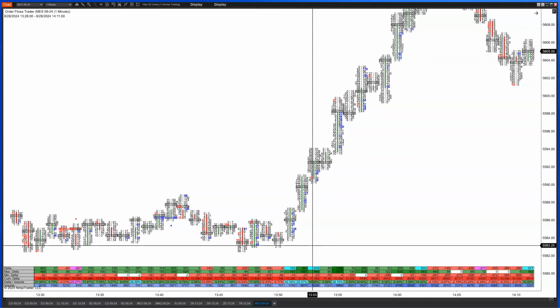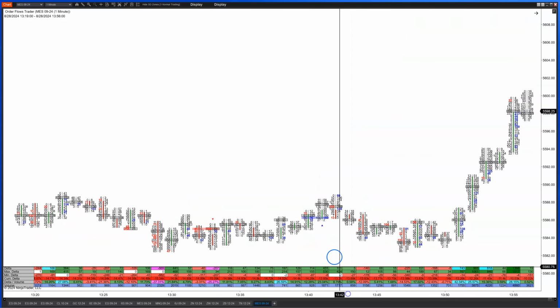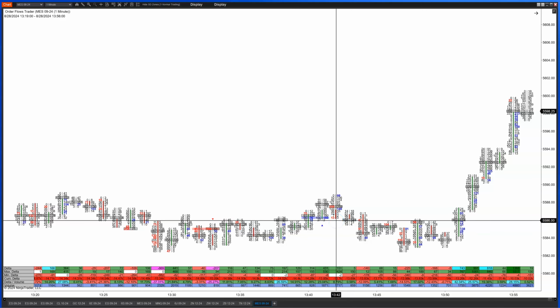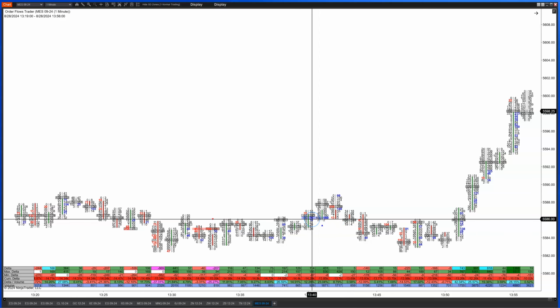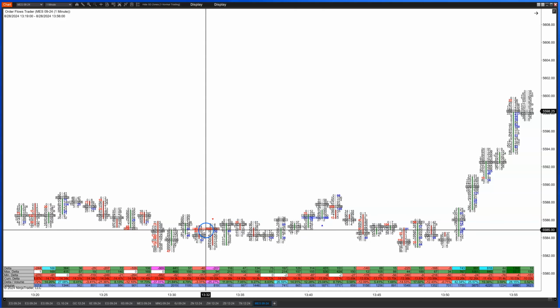Now, an imbalance reload. What that is, it's imbalances that are spread out over 2 bars. Buying imbalances: it's 2 green candles, so you're going to be looking at the buying imbalances. It's 2 red candles, you're going to be looking at the selling imbalances.